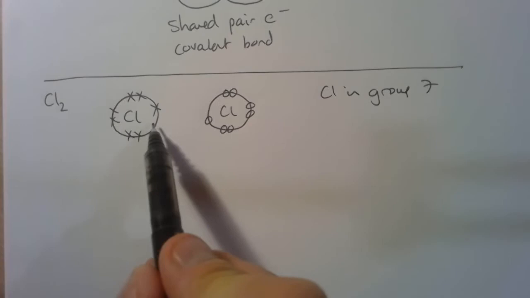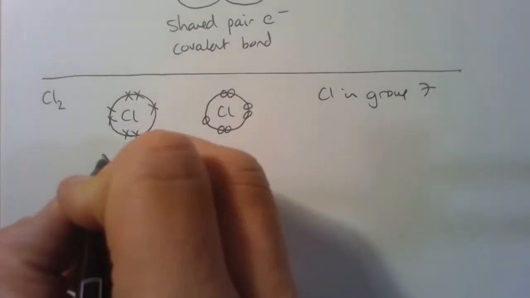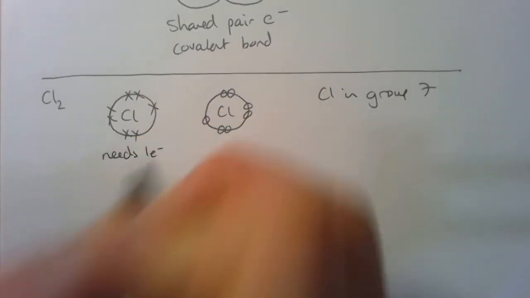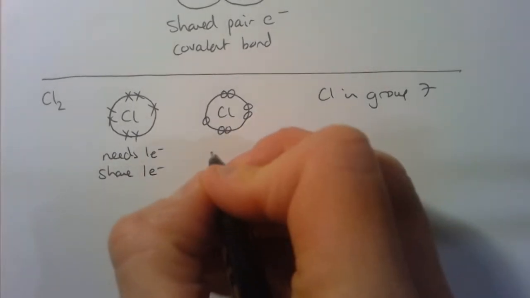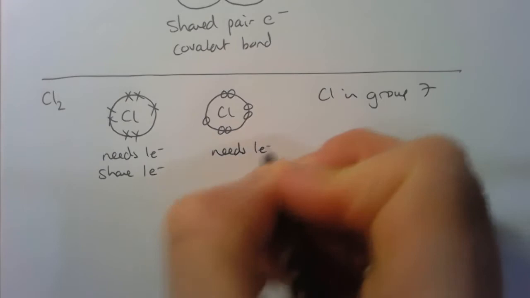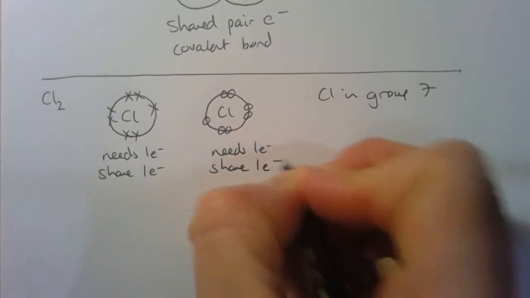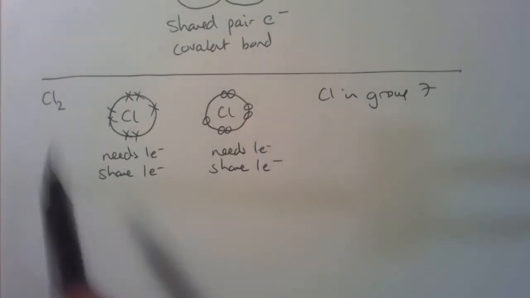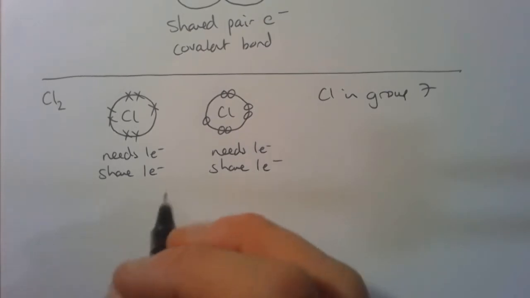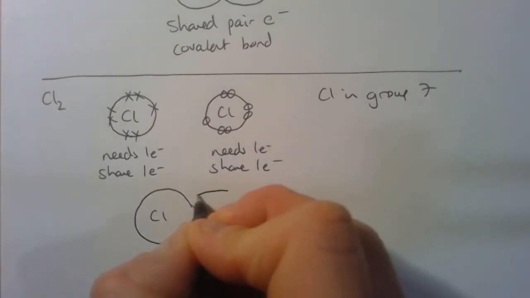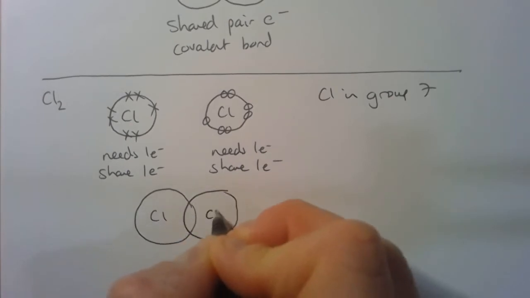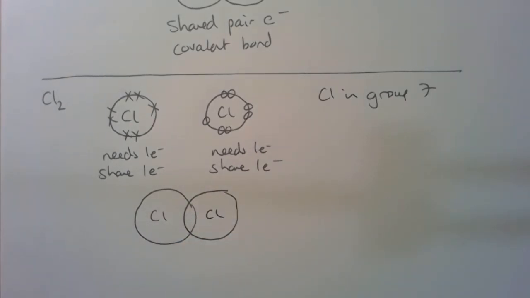Now, if we look here, this chlorine atom needs 1 electron. Therefore, it's going to have to share 1 electron. And the same thing here. This needs 1 electron, and therefore it's going to have to share 1 electron. So we've drawn the outer shell electrons, and we've worked out how many they're going to share. So now let's draw the chlorine molecule with the overlap between the electron shells.